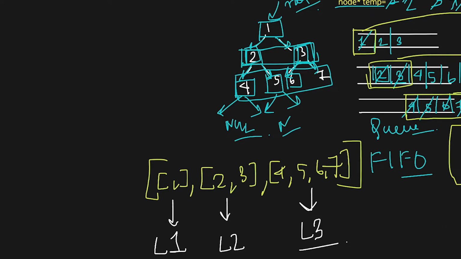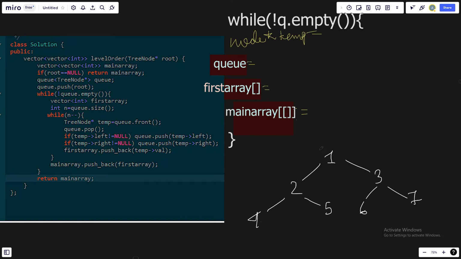So let's just shift to the code now. Here the root gets pushed into the queue, and the address of this gets stored in the temp, and then the checking occurs whether there is a left node and a right node. If there is, then it gets added to the queue, and the level is the array of the size of the initial queue, that is 1, and the value of the temp, that is the value of the pointer, gets stored, that is 1, and finally this level gets pushed into the main array, right?